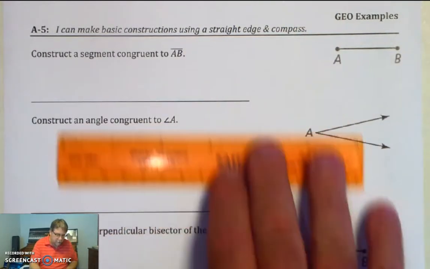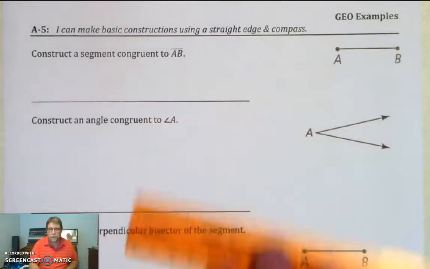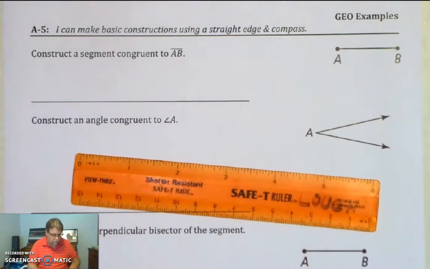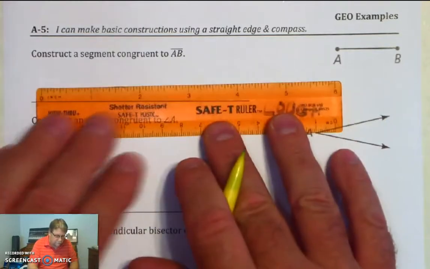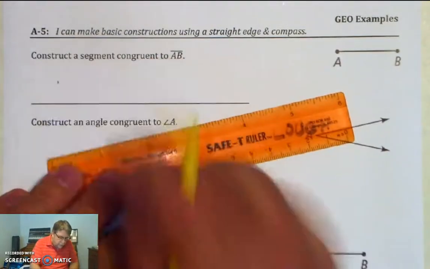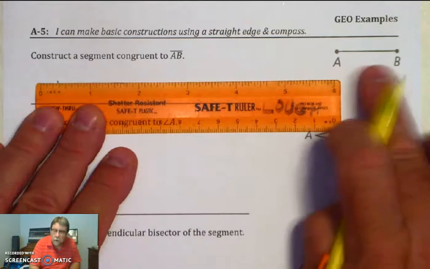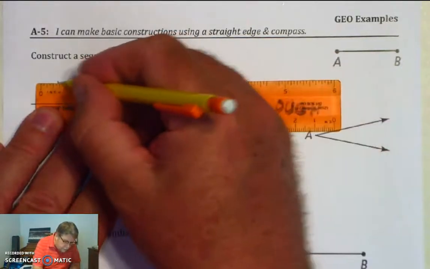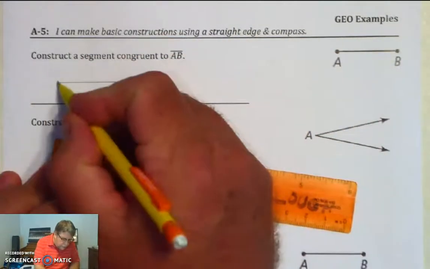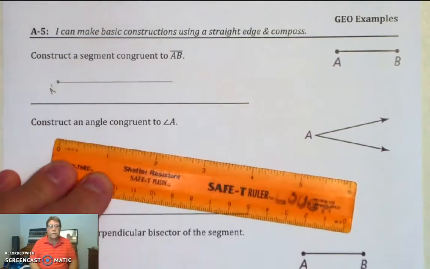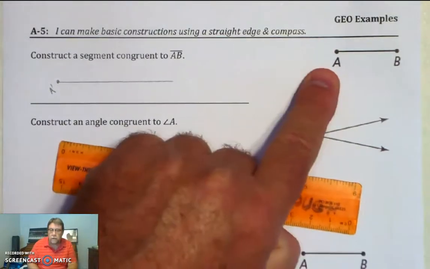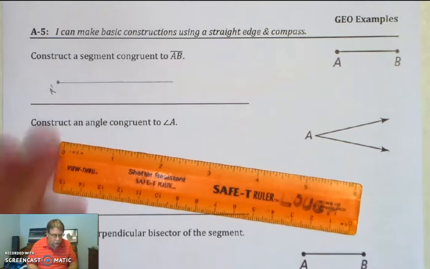So the first example is to construct a segment congruent to AB. It's really simple to do. All you have to do is start off by making an endpoint and draw a segment longer than AB. And so I'm going to do that. That's longer than AB. I'm going to mark this A prime because it's not really A. It's sort of an image of A, so I call it A prime.